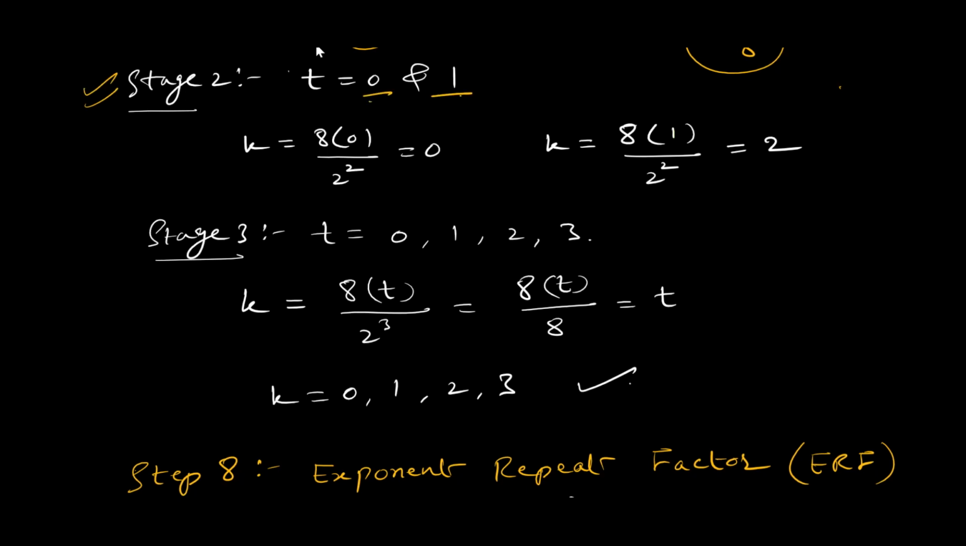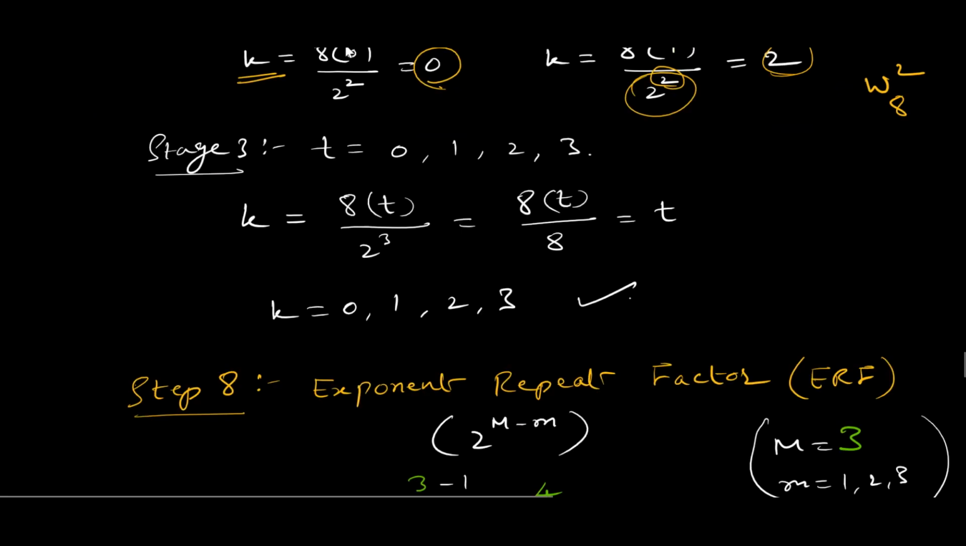0 and 1. So for 0 your k comes out to be 0 only, but for 1 it comes out to be 2. Be careful about this thing, right? With change in stage your value of small m will change. So this time in stage number 2 we'll have two different twiddle factors. One is with power 0 and the other one with power 2.